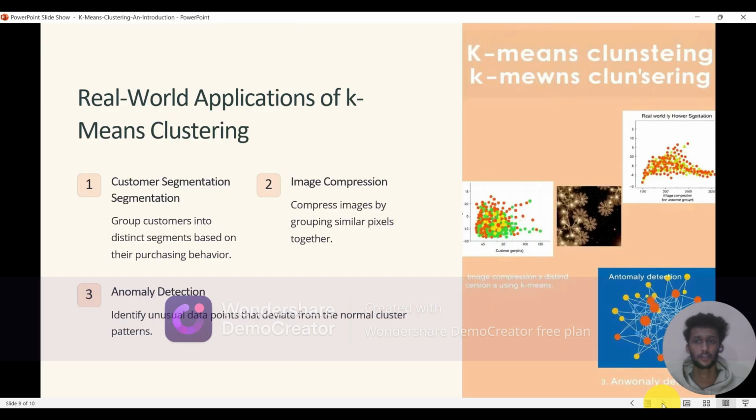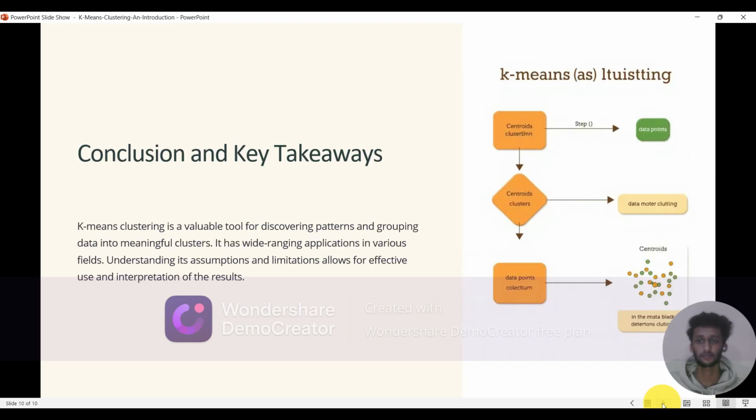Next are real-world applications of K-means clustering. Customer segmentation: group customers into distinct segments based on their purchase behavior. Second is image compression: compress an image by grouping similar pixels together. Third is anomaly detection: identify unusual data points that deviate from normal customer patterns.